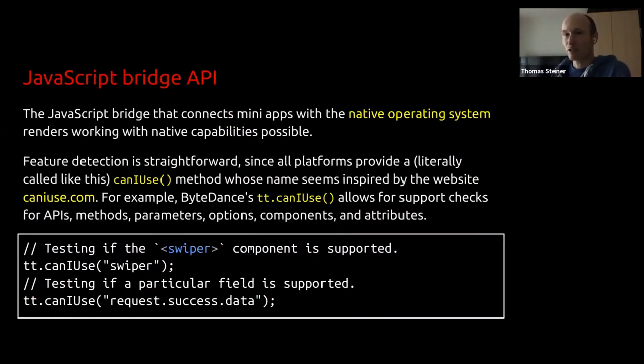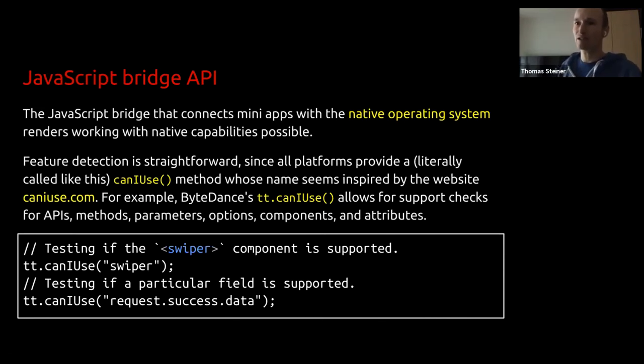The JavaScript bridging API is what enables the mini app to hook into the native operating system. And this is of course what makes all the powerful features that I talked about, like Bluetooth and web USB and whatever, possible with these native capabilities. But of course, not all devices have all the features. But luckily, all the platforms have a pretty straightforwardly named function called can I use, where you can just ask via a function call, can I use whatever I want to use?